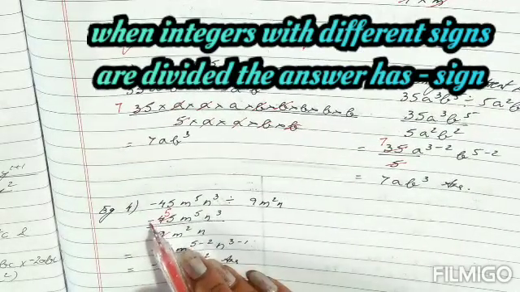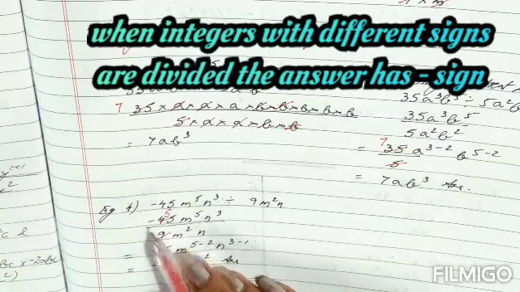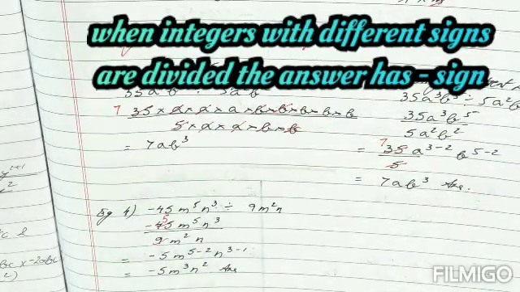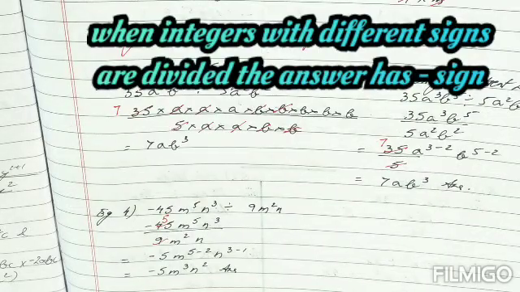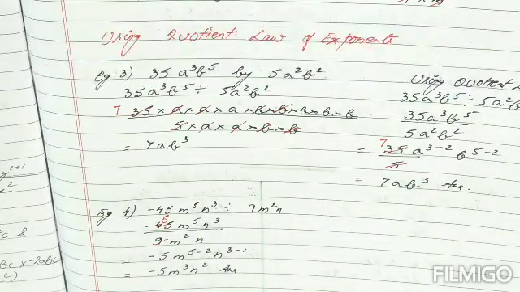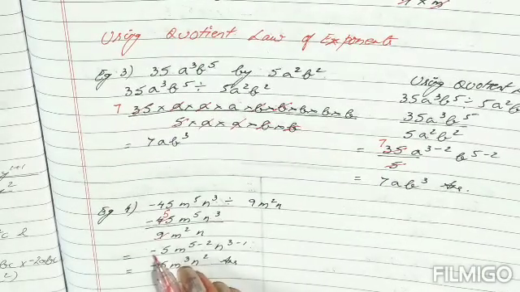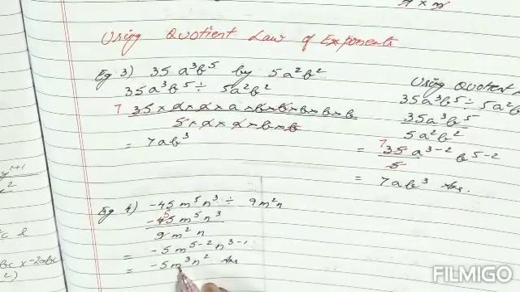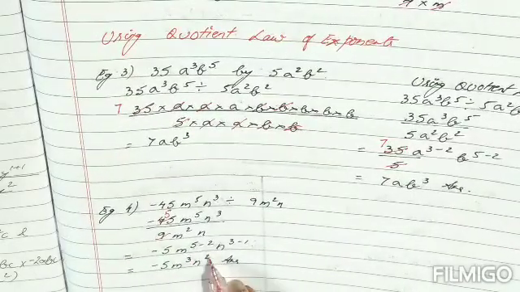And what about this minus then, children? There is a minus sign here and there is a plus sign over here. Now according to the integer law, children, if in division there is a plus and a minus, opposite signs, then in the answer we take a minus. So with the answer I have taken minus. And when you subtract these, it becomes minus 5 m to the power 3 n to the power 2.